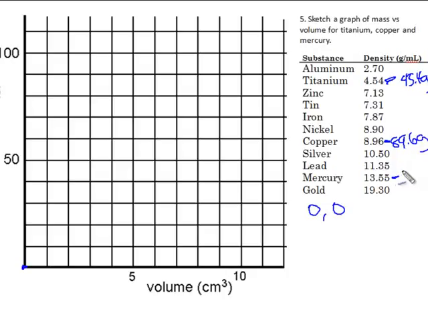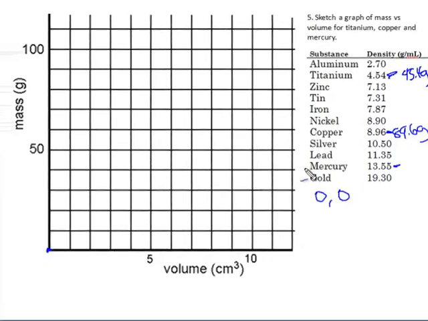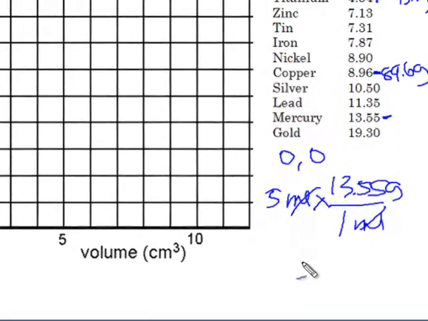But for mercury, I can't go for 10 times that amount because it won't fit on the graph. So I've got to use the 5 centimeters. If I have 5 centimeters cubed, which is the same as 5 milliliters, because I told you that, what I know is 1 milliliter is going to be 13.55 grams. I cancel those out, and I end up with 68 grams of mercury.